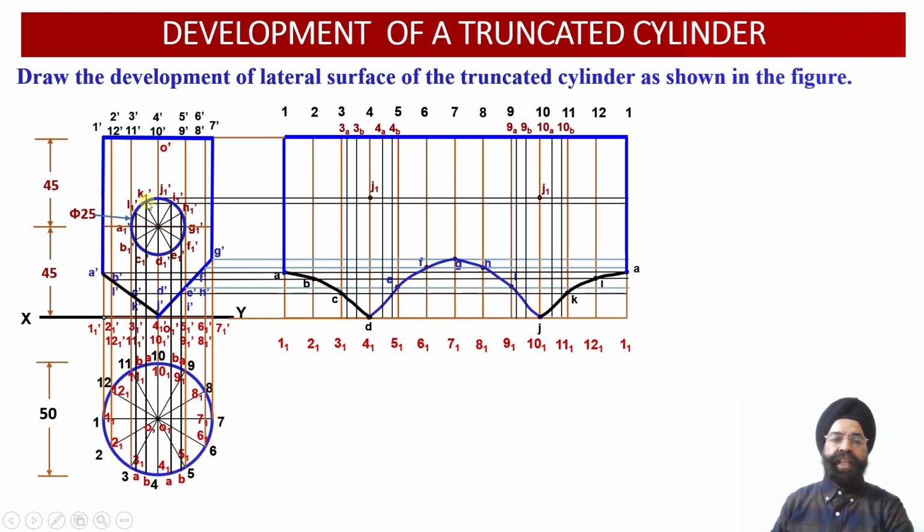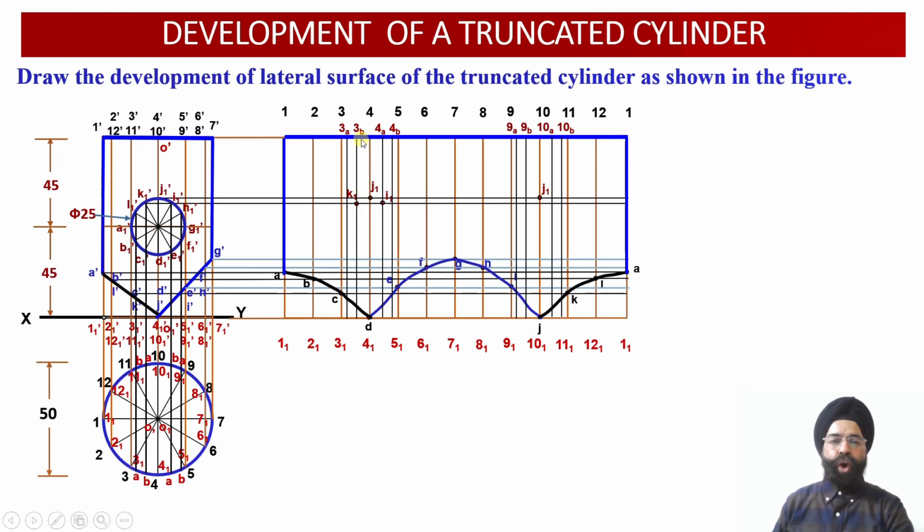We can check the point K1 is going to lie on the front side onto this vertical black color projector over here. So this will be corresponding to the point 3B. That is, on the front side, point K will be available on 3B. Whereas on the rear side, point K will be available onto the vertical generator 10A over here. So K will be lying on the rear side on 10A, and on the front side it will be available on 3B.